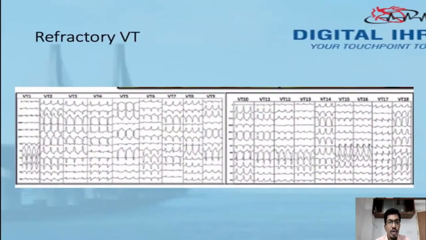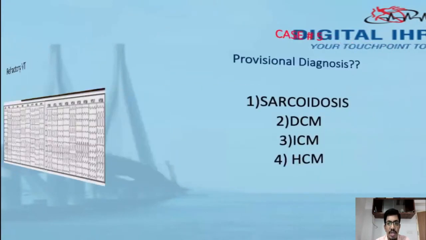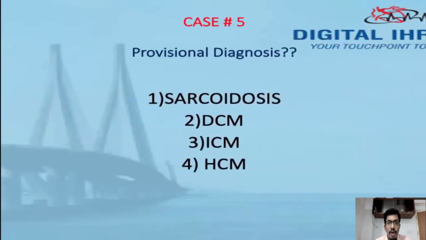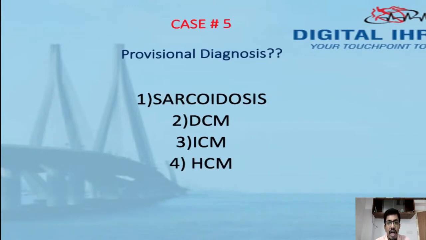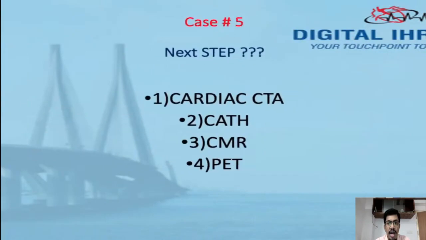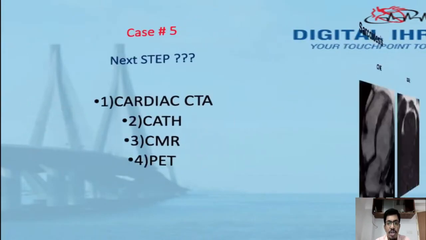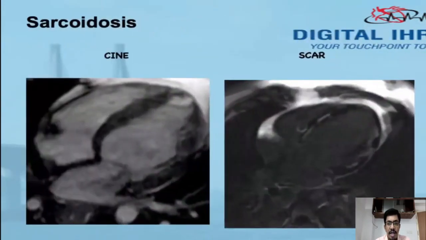And for those of you who are EP folks, this is an EP tracing from my EP colleagues, and it clearly shows a refractory VT of multiple morphologies. So what would your provisional diagnosis be? If the pool is not working, we went ahead with a working diagnosis of sarcoid. And the next step was to do an MR, as you have guessed.